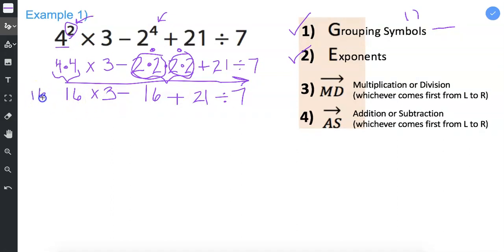So let's multiply 16 by 3. 6 times 3 is 18. So I place the 8 here, and then I carry the 1 up to the top. And then 1 times 3 is 3, plus 1 gives me 4. So 16 times 3 is 48.